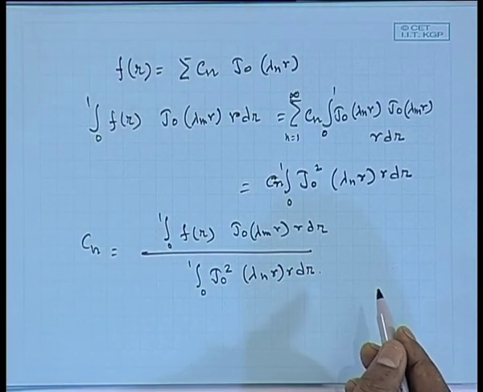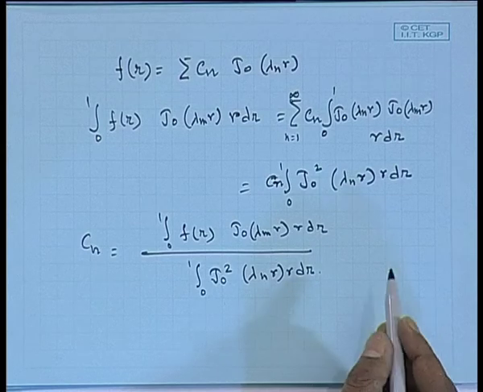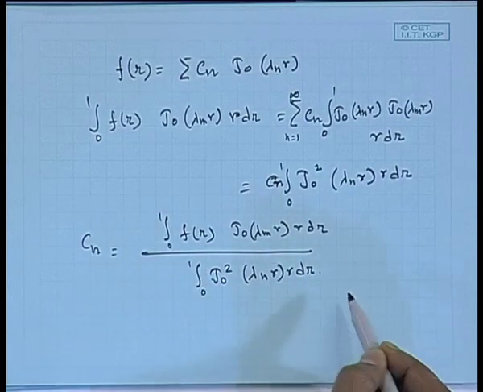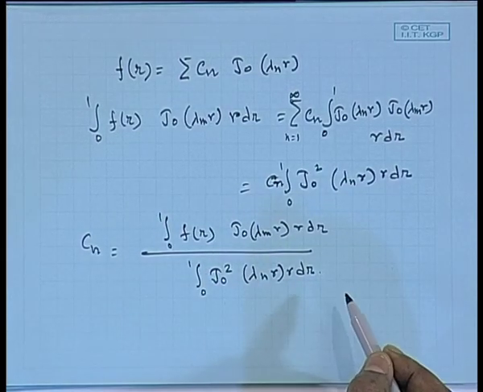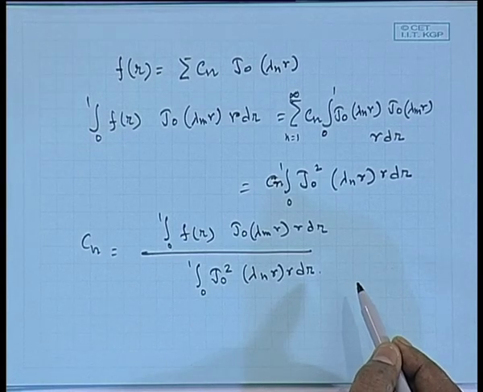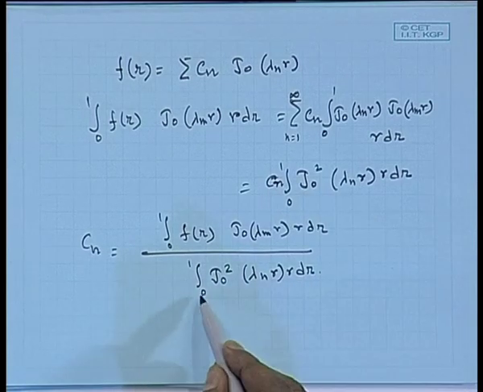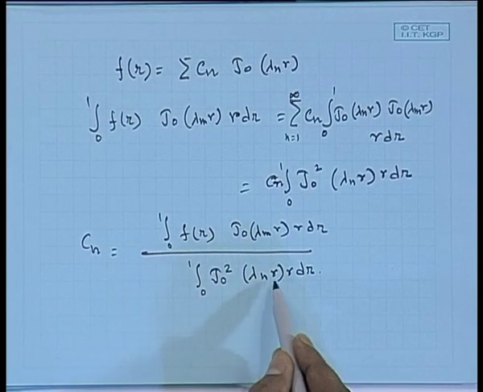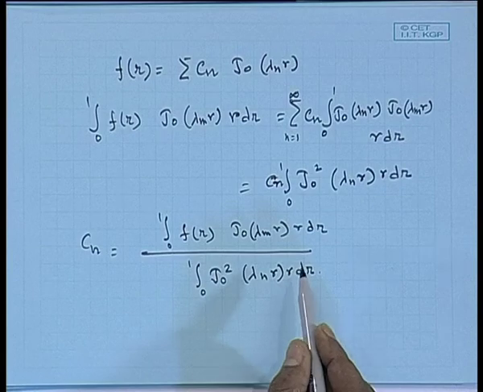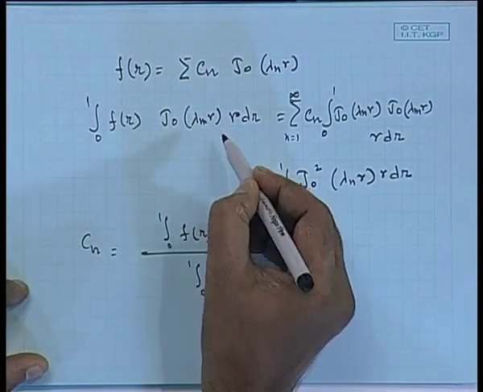Now, you look into Kreyszig or any other book, these integrals of 0th order Bessel function or nth order Bessel function are all given in terms of a summation series or in other terms, right, like integral 0 to 1 J0 square lambda n r, this should be lambda 0.